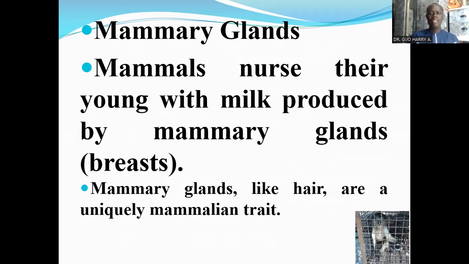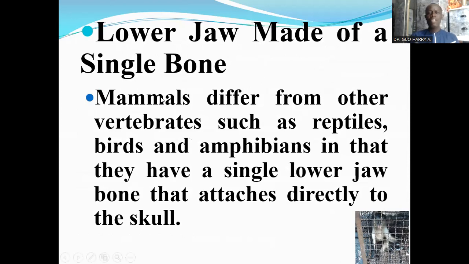So mammary glands are also unique to only mammals. One other unique feature of the mammals is that the lower jaw is made up of a single bone. Unlike that of reptiles that has two bones and birds that are also separated, the lower jaw of the mammals is made up of a single bone.